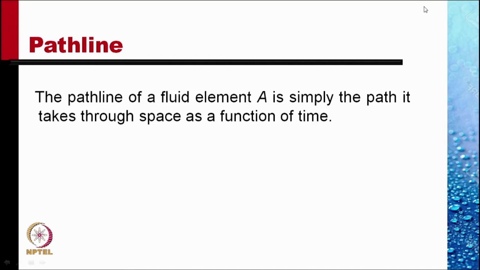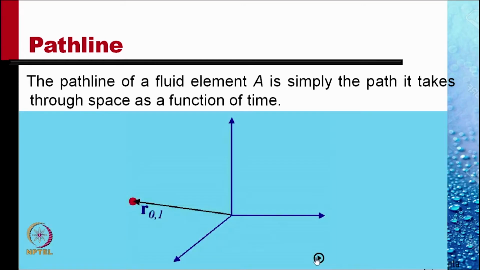One of the easiest ones is the path line. The path line of fluid element A is simply the path it takes through space as a function of time. Consider a fluid element starting at R0 at time t equal to 0. As time proceeds, this particle moves. At any time t, its location R is given by R equal to R naught, the original position at time t equal to 0, plus integral of V dt from 0 to t.